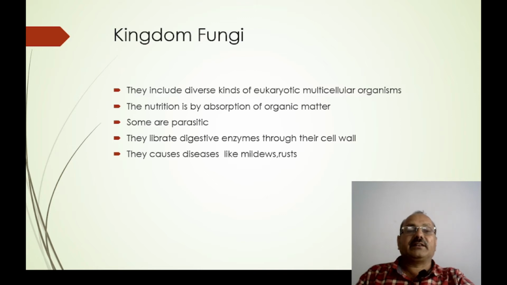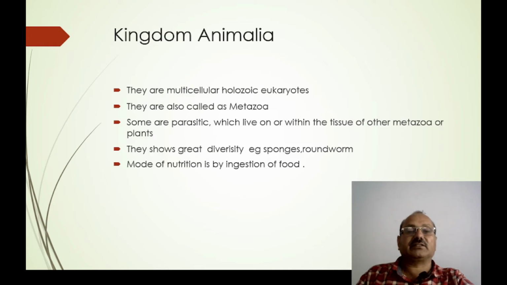The next kingdom is called kingdom Fungi. The organisms of this kingdom include diverse kinds of eukaryotic multicellular organisms. The nutrition is by absorption of organic matter. Some are parasitic, so they liberate digestive enzymes through their cell wall. They cause diseases like mildews, rust, etc. Some fungi are also useful, but the majority of the fungi are harmful, causing different diseases.